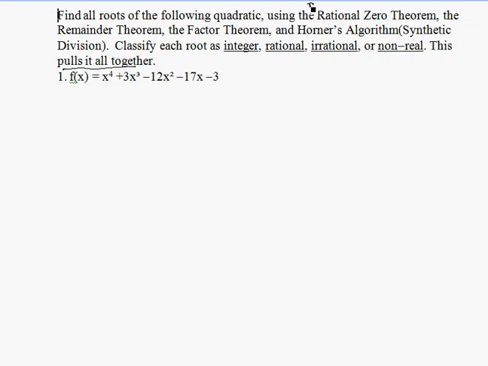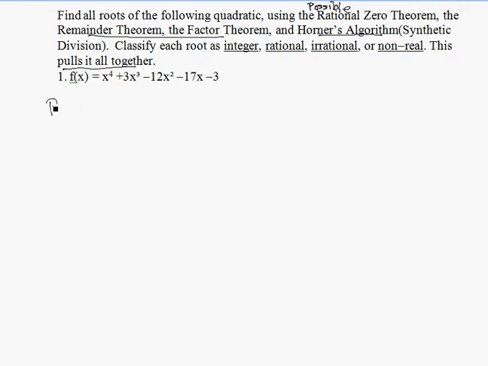First one we want to use is the rational root theorem, which gives you the possible rational roots. The remainder theorem and the factor theorem, those two are linked. And then synthetic division, or Horner's algorithm. Then when we're done with that, we'll have to use the quadratic formula or factoring.